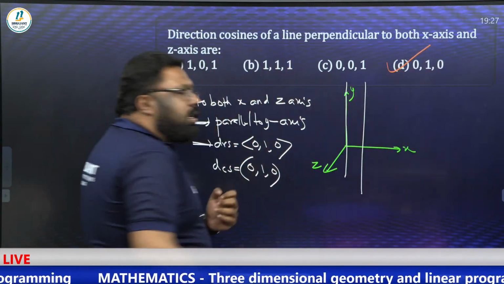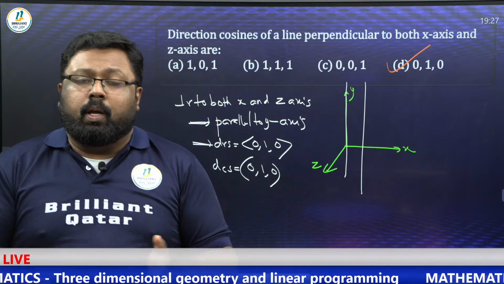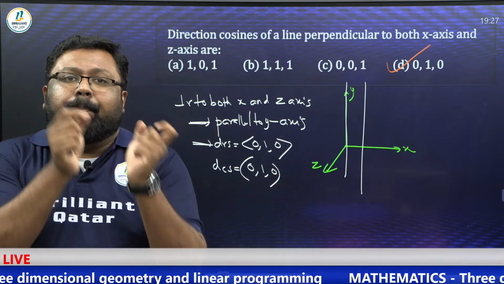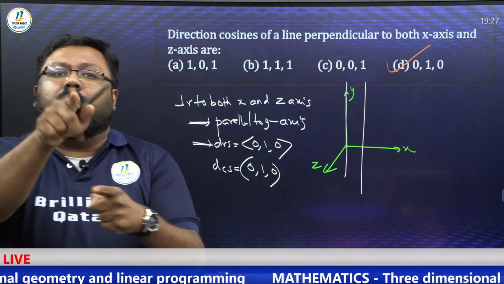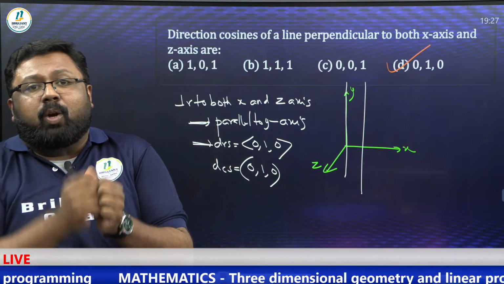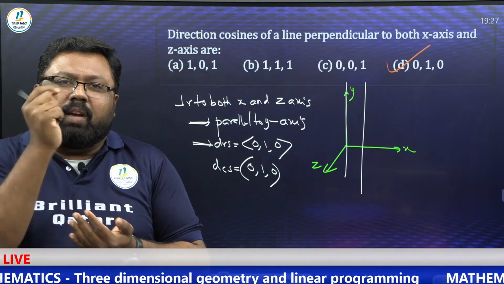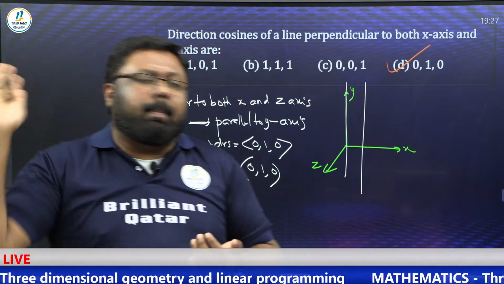Simple logic, my dears. You will sit and calculate so many things to get the DRs and DCs? No, keep the logic very simple. Perpendicular to both x and z, parallel to y. Perpendicular to x and y, parallel to z. Perpendicular to y and z, parallel to x. Very, very simple concept. No need to memorize DRs and DCs.